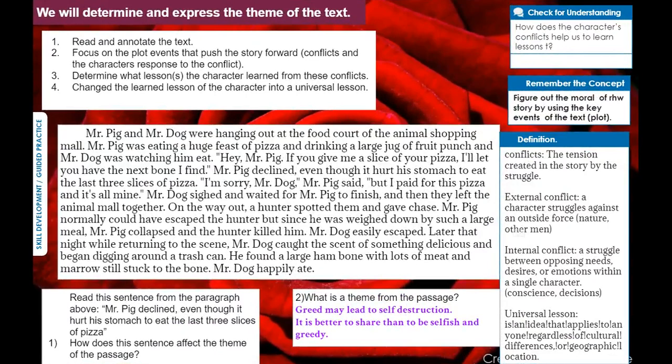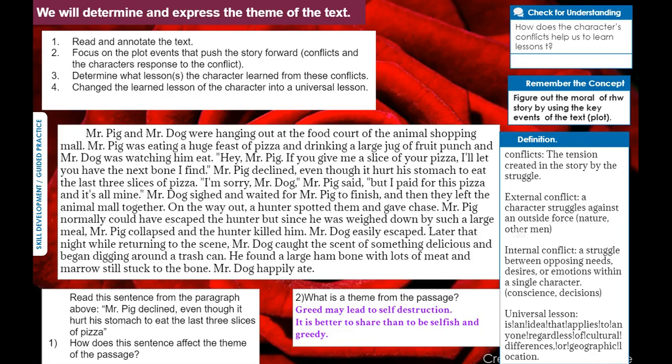So greed, what we saw, is because of Mr. Pig's voracious appetite, he was unable to outrun the hunter. It slowed him down. Mr. Dog escaped easily. And so the pig became someone's prey. He was unable to outrun the hunter, and had he not been greedy, he may have outrun the hunter, right?